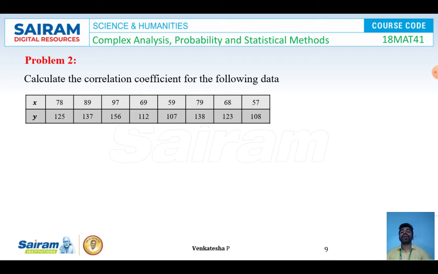Problem number 2. Calculate the correlation coefficient for the following data. So x is given like 78, 89, 97, 69, 59, 79, 68, 57. Y is given by 125, 137, 156, 112, 107, 138, 123 and 108. So now I'm going to find the correlation coefficient R.